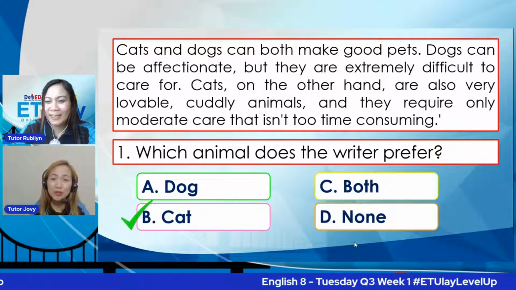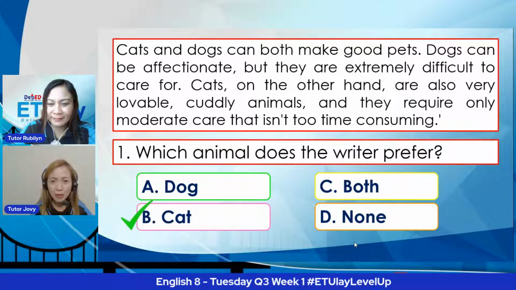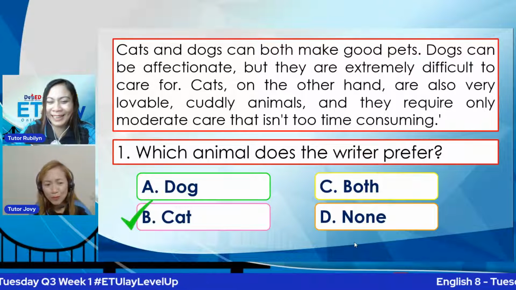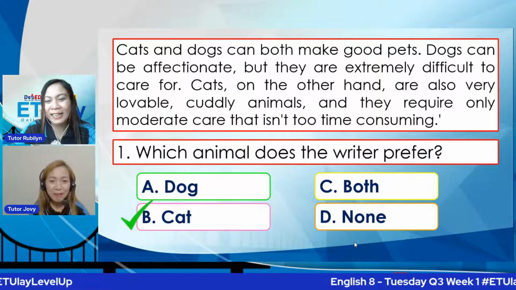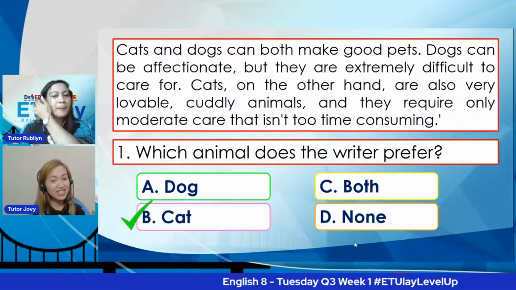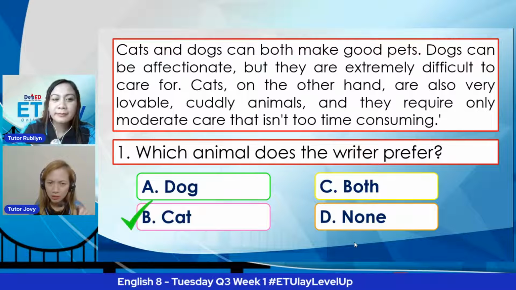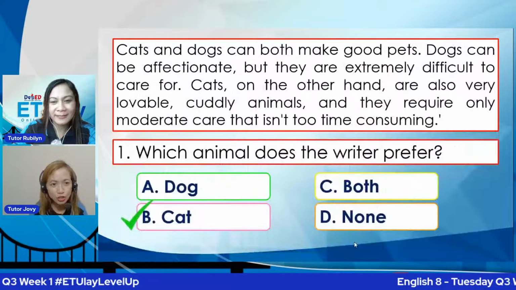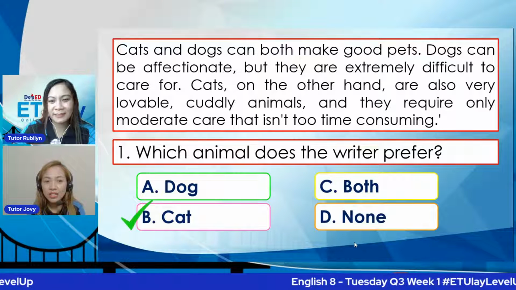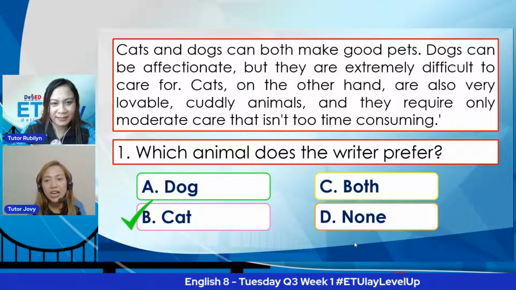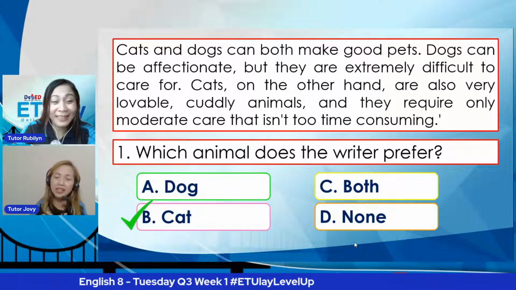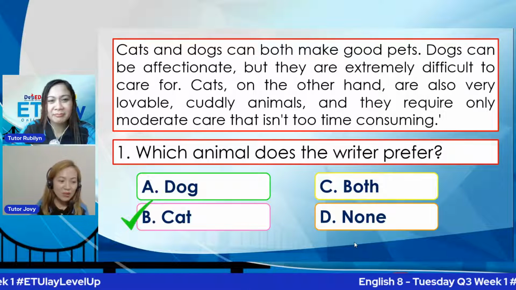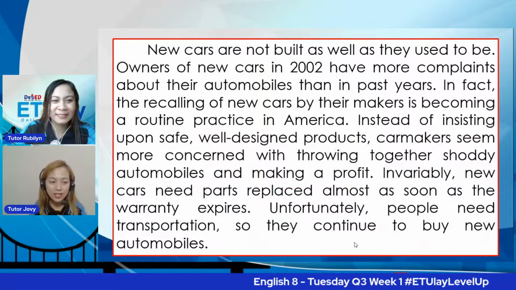Very good. So if you want to justify your answer, you can type, okay? You can express really, cuties. Hindi po kami nangangain ni Tutor Ruby dito. Mas gusto namin na merong interaction from you by typing your reasons and your justifications in our comment section para alam naman namin. Very good. So it's letter B. Okay, so we have here, "Dogs can be affectionate, but they are extremely difficult to care for." Negatively loaded po iyon.